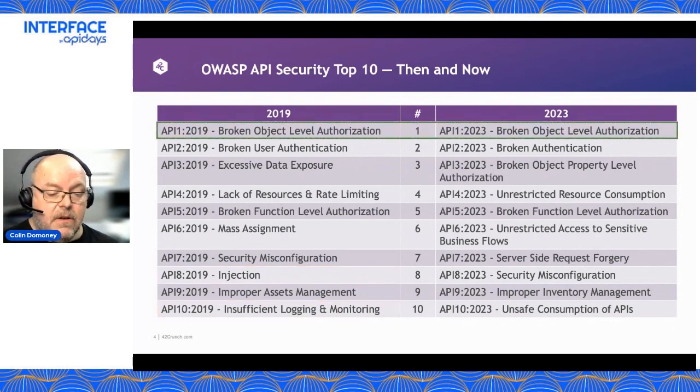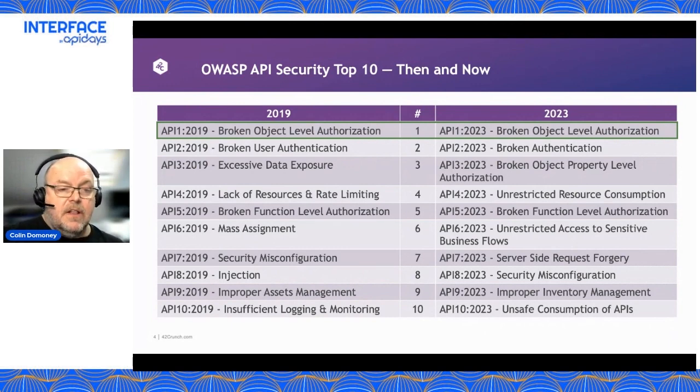Now, the ones that have stayed the same, there's a lot that stay the same, as I said, something old, something new. There's lots of old, there's lots of things that we know about. So BOLA, broken object level authorization, otherwise known as indirect object reference. That's still top.